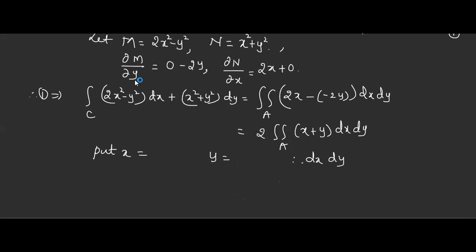Therefore, dx dy is equal to what? Can anybody tell me what we have to substitute? x equals r cos theta, very good. y equals r sin theta. So dx dy will be r dr d theta, very good. So we are converting our xy in terms of r and theta.